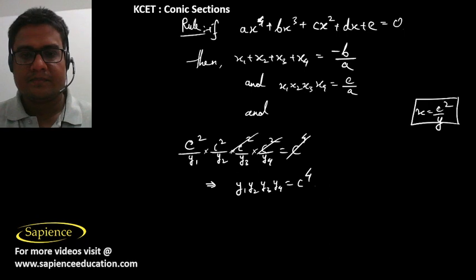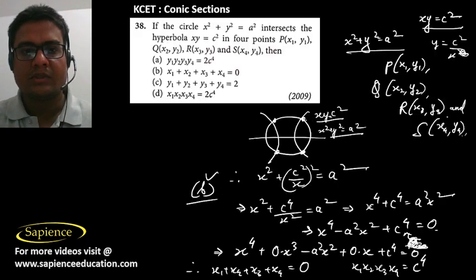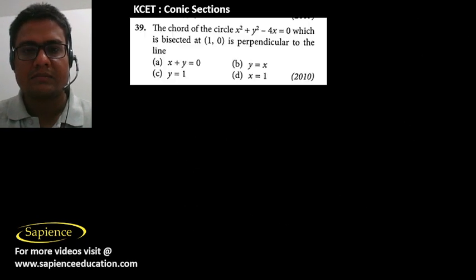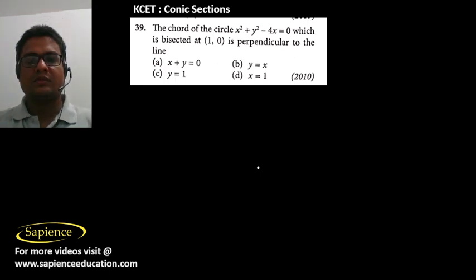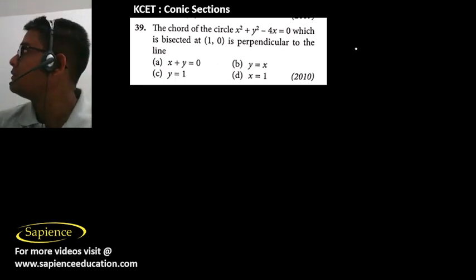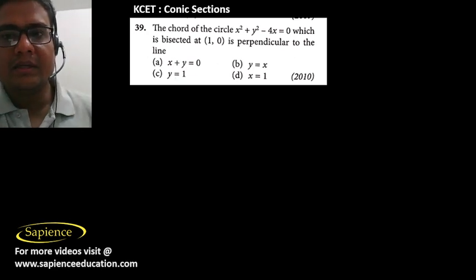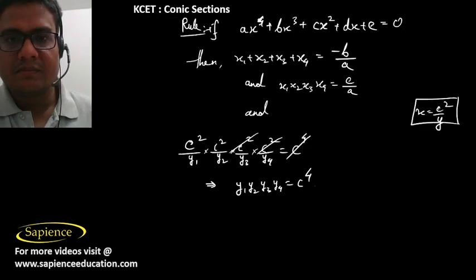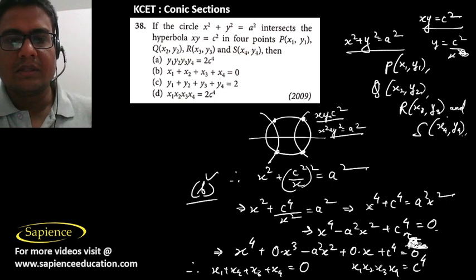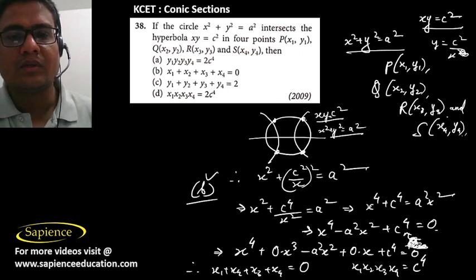Okay, so it means that option B only is the correct answer. Then in the next question it is told that... okay, so here we shall end our class on conic sections. In the next part we shall start from question number 39.